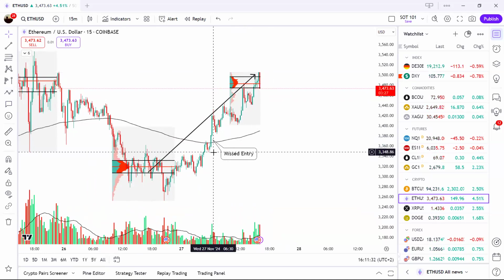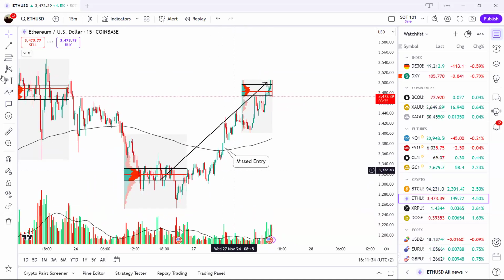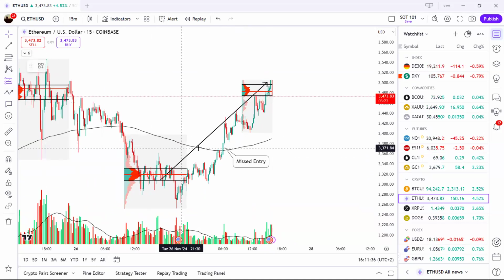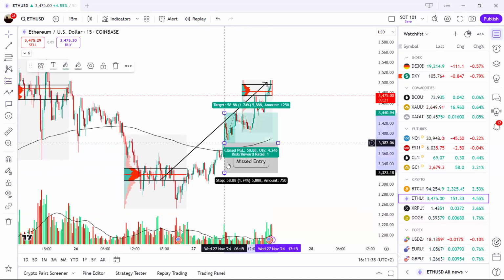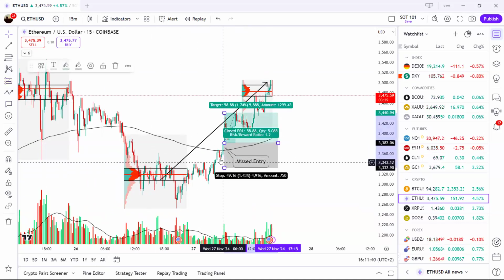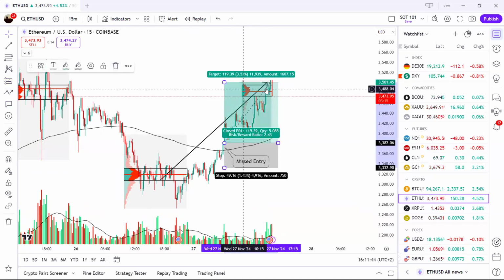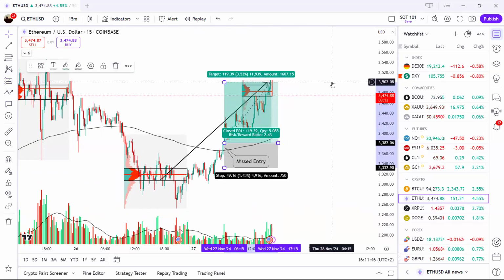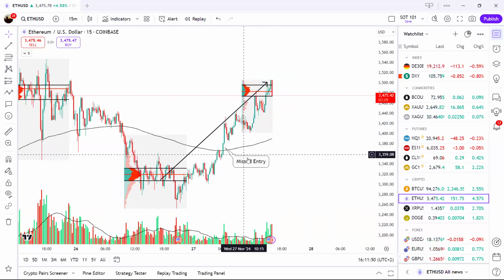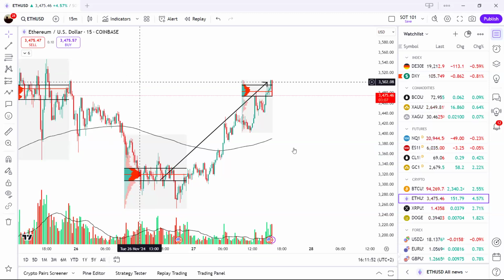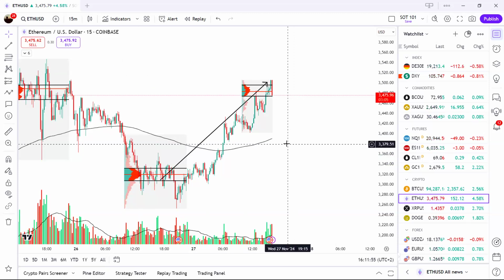Okay, just because it was super early, like 6 o'clock. So a trade would have looked like this. We bought in, and the stop loss would have probably been below that low. You would have targeted a 1 to 2, or whatever, probably targeted the $3,500 level. So we had a missed entry on Ethereum this morning.